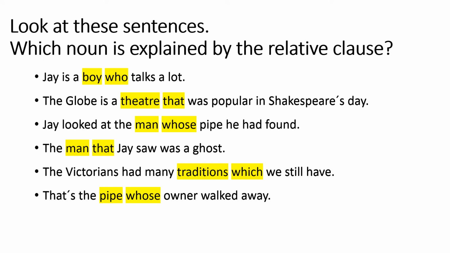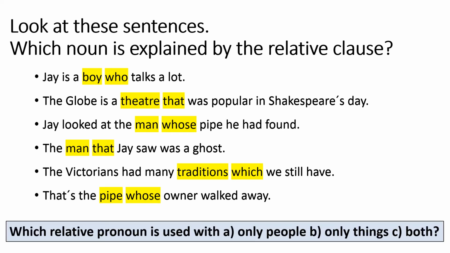If this is your solution, you're correct. Congratulations! Now, let's have a look at these combinations. Looks like some of the relative pronouns only belong with people, and some only belong with things, and some can go with both. Pause the video and see if you can spot the rule. Did you spot it? Prove it.